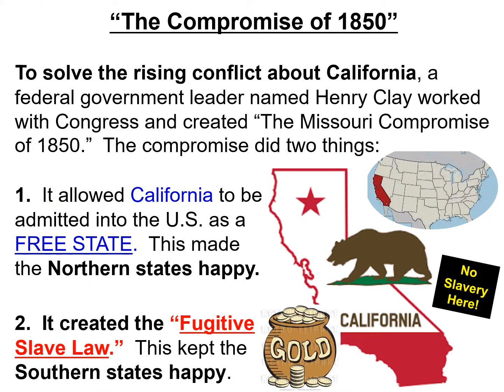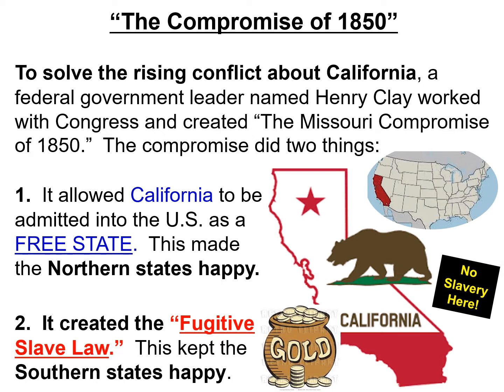To solve the problem, the government uses a new agreement. This agreement will be called the Missouri Compromise of 1850. Now remember the dates. The dates are important. It was a compromise of 1850. This agreement did two things. It's going to solve the problem between the North and the South over California. So this compromise of 1850 says that California can be a free state.